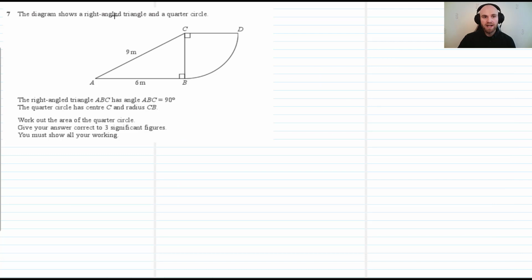Question 7, the diagram shows a right angle triangle and a quarter circle, which you can see here. The right angle triangle ABC has angle ABC, which equals 90 degrees. The quarter circle has center C and has radius CB. Work out the area of the quarter circle. Give your answer correct to 3 significant figures. You must show all your working.